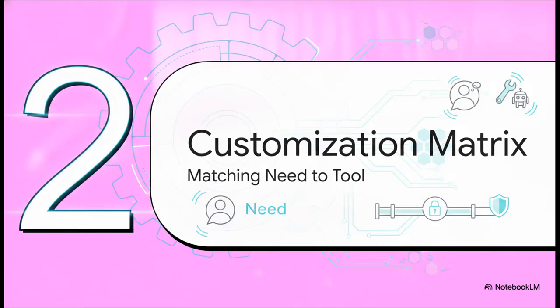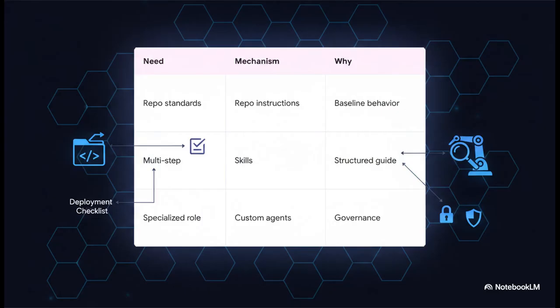Section 2, the customization decision matrix. So how do we systematically customize Copilot's behavior to match your team's specific standards? You're going to want to use a strict decision matrix. If you need a stable baseline for repo-wide standards, you use repository instructions. If you've got a repeatable multi-step procedure, you use skills for structured operational guidance. And if you need a specialized role with bounded tools, that's when you deploy custom agents for role clarity and governance. It's all about picking the right tool for the exact job you have.